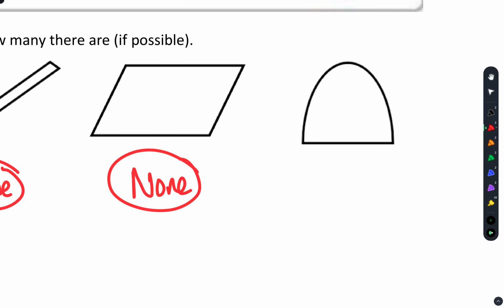And then a nice easy one. I have this nice rounded shape. There is only one way I can fold this shape to make it symmetrical on both sides, and that is straight down the middle. Any questions on this?